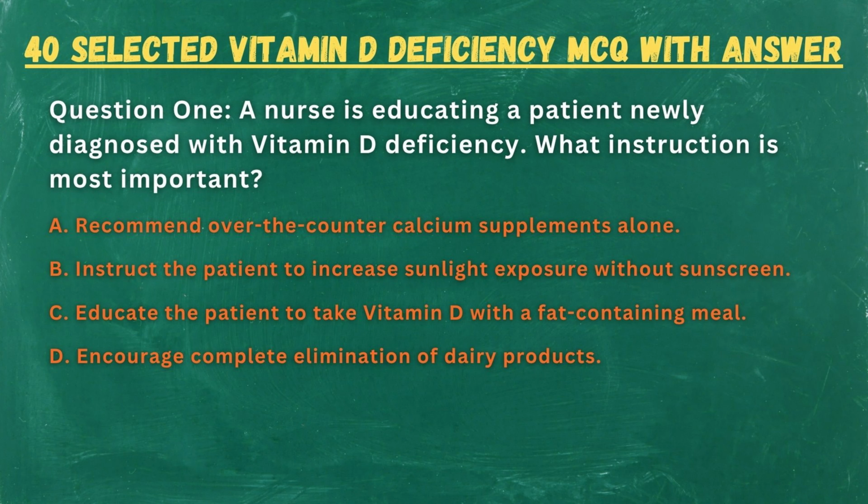Question 1. A nurse is educating a patient newly diagnosed with vitamin D deficiency. What instruction is most important? A. Recommend over-the-counter calcium supplements alone. B. Instruct the patient to increase sunlight exposure without sunscreen. C. Educate the patient to take vitamin D with a fat-containing meal.